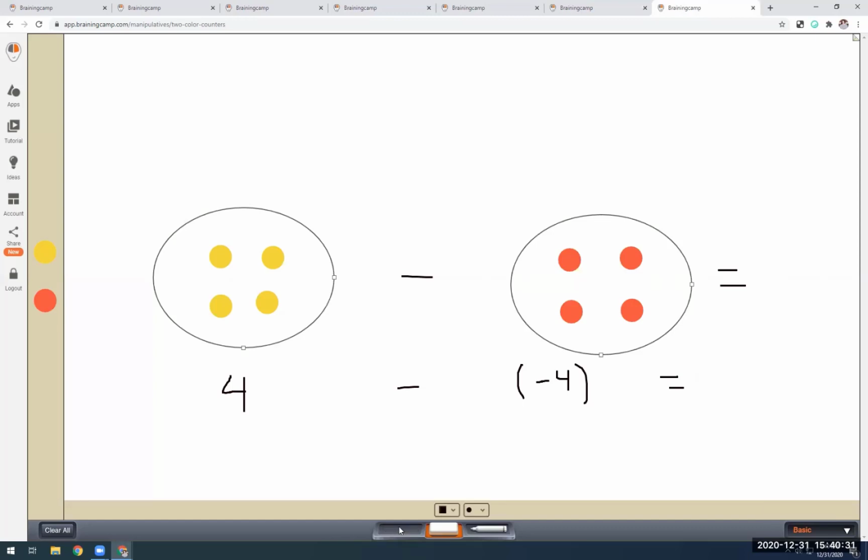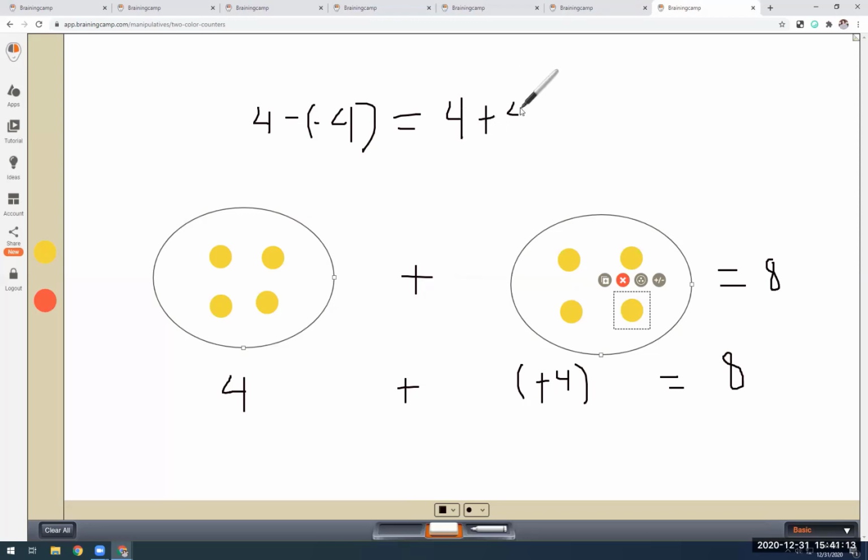How did you guys do? Let's look at this. I have 4 yellow counters. That is a positive 4. I am subtracting, so I am activating my switch to change the numbers over here to the opposite. So this will become positive 4. You can see I activated my switch there. So now I have the sentence 4 plus a positive 4. I can count up my counters, and that equals 8. So 4 minus negative 4 is equivalent to the sentence 4 plus 4.